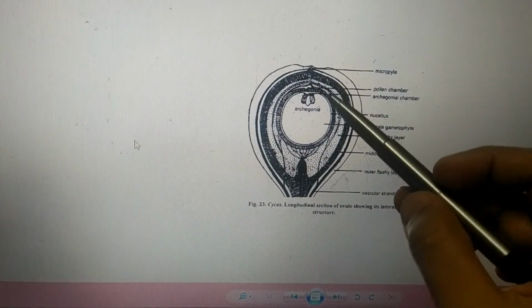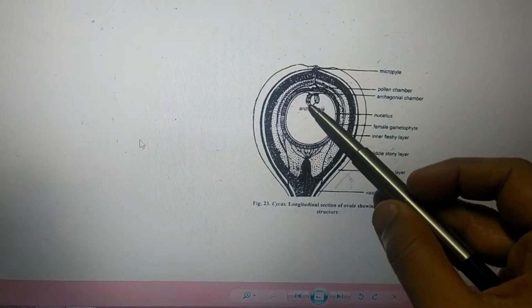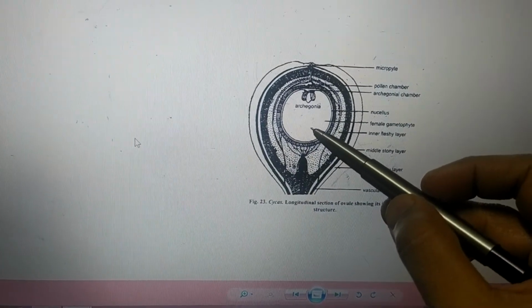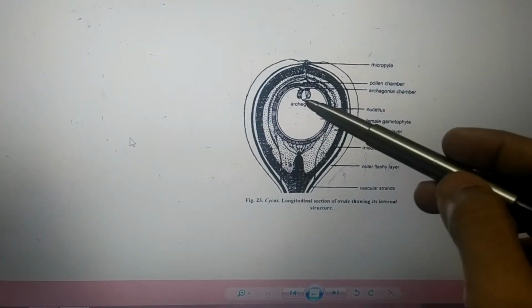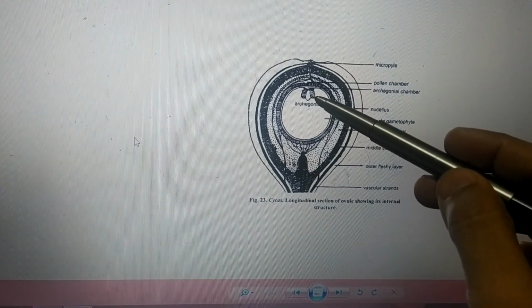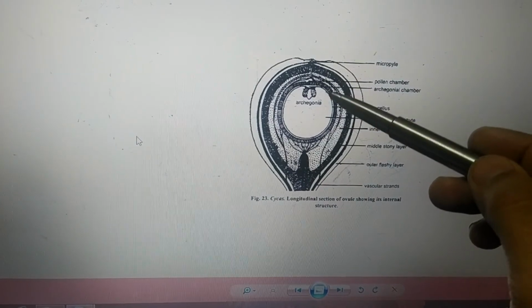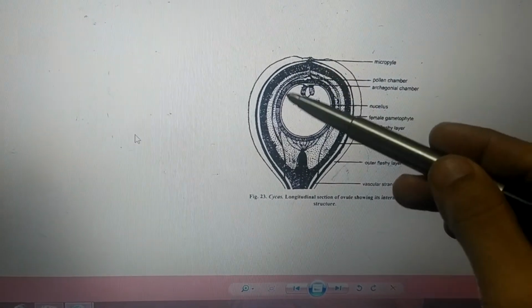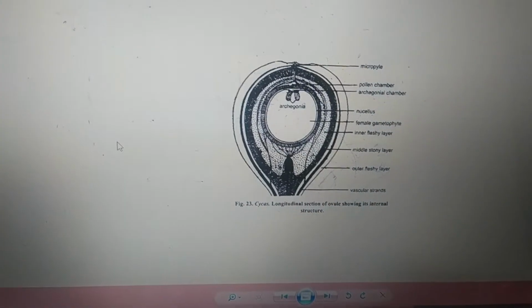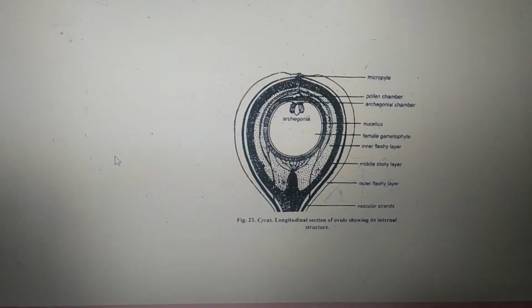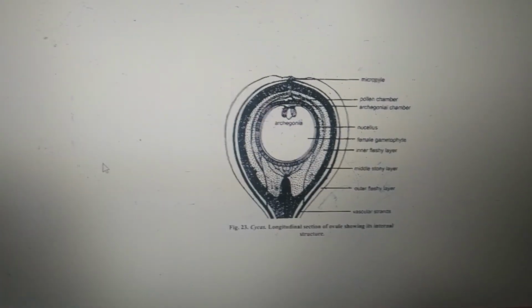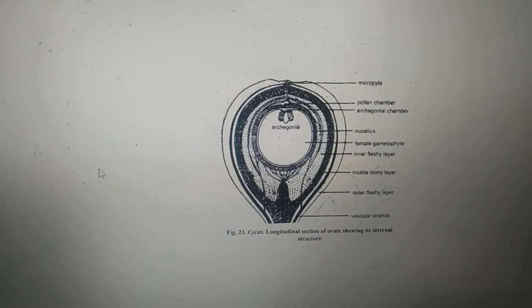So they will enter the archegonia, and fusion of the male and the female nucleus takes place, leading to formation of a diploid zygote. Chances are that more than two archegonia may be present in case of Cycas, but usually archegonia are two in number. So this was a detailed description regarding pollination in case of Cycas. Thank you.